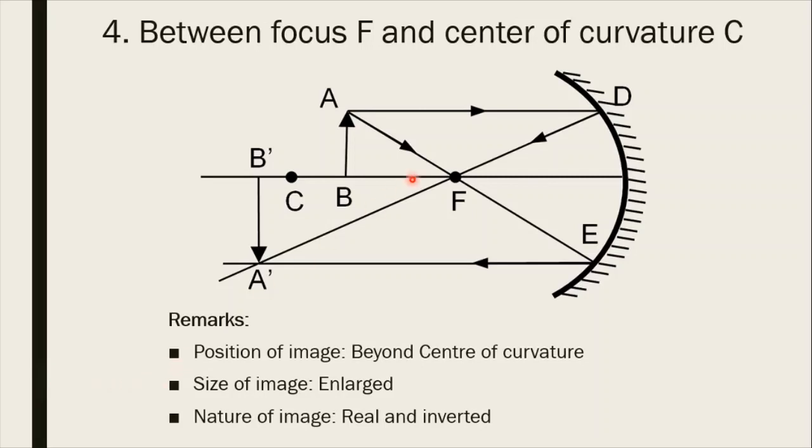Now let the object be placed between the center of curvature and the focus F. Again we take two rays. The first ray is the paraxial ray AD, which after reflection passes through the focus. The second ray is AE, which is passing through the focus and after reflection becomes paraxial. Again, we mark the point of intersection of both these reflected rays and mark down the projection on the principal axis. By similarity of triangles, we get that A dash B dash is the image of the object AB.